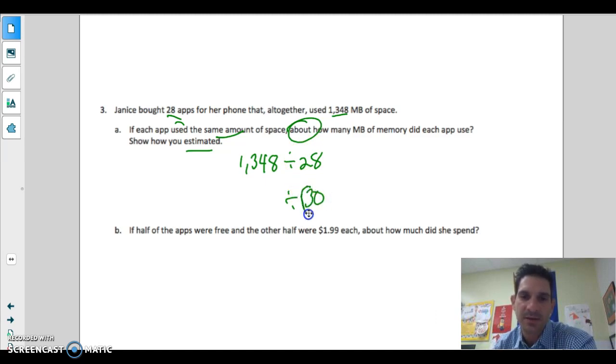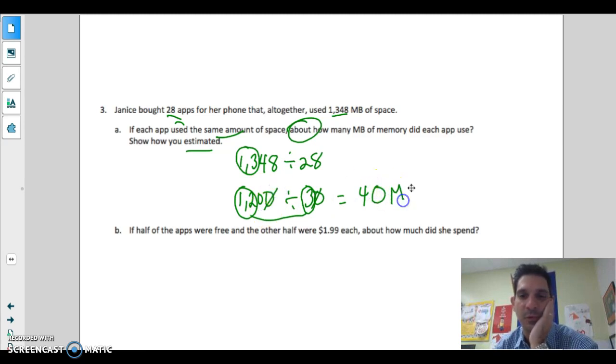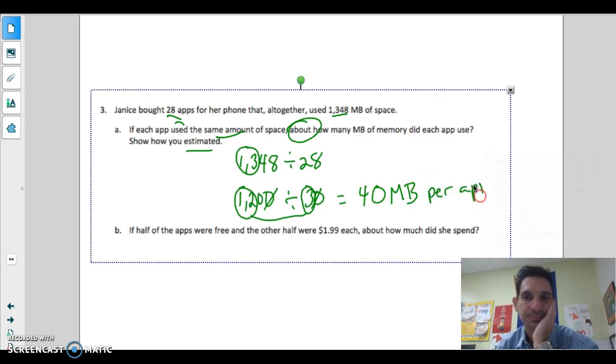And now here's my basic fact, 3. Here's my number, 13. What is a multiple of 3 that's around 13? Well, it's 12. Again, the better you know your multiplication facts, the better you'll be. 12 divided by 3 is 4. Divide by 10 here, divide by 10, you're left with 10. So about how many megabytes? 40 megabytes per app. Okay.